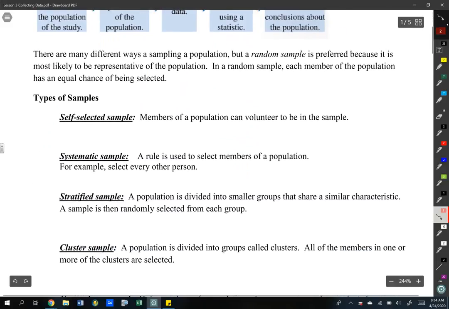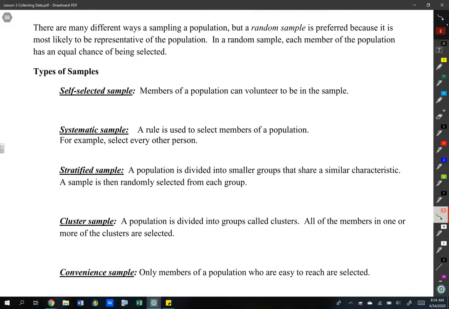All right, so I saved you from some writing here. I have the definitions already here, but I'm just going to highlight some key words as I go through these. I think it would be helpful if you have a highlighter or something where you're circling keywords. So there are several different types of samples. We have a self-selected sample. Members of a population can volunteer to be in the sample. So the key word here would be volunteer.